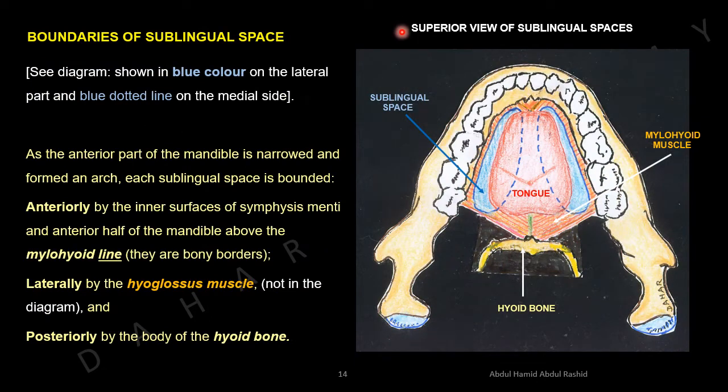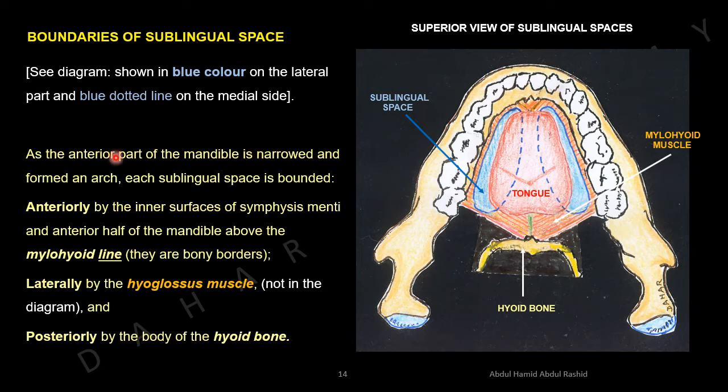This is a superior view of the mandible and hyoid bone, and this is the oral cavity proper, and this is the tongue. We are going to talk about the sublingual spaces. In the diagram, these are the sublingual spaces. You can see here the lateral part is in blue color and the medial part is dotted lines here. This whole thing is the sublingual spaces deep to the tongue.